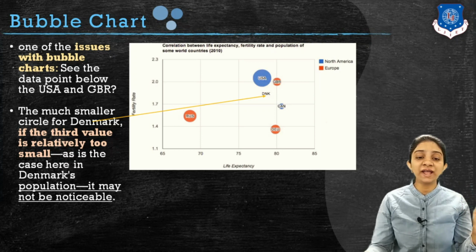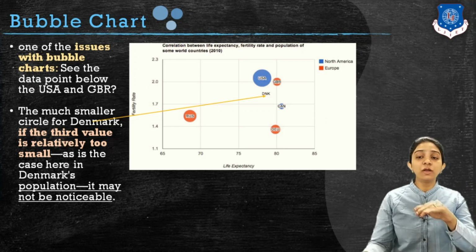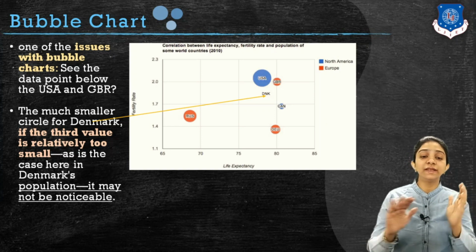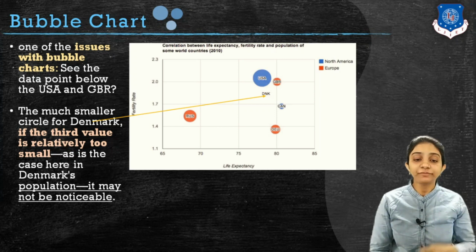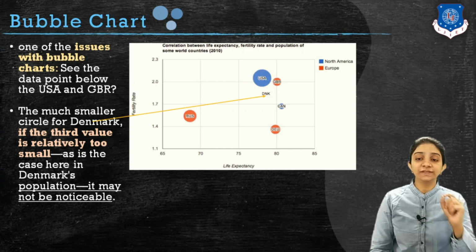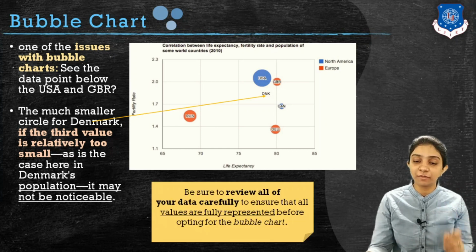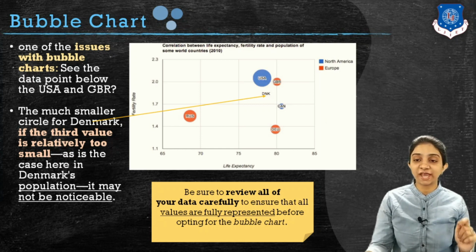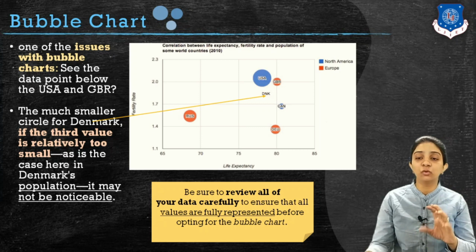So if the third value is relatively small compared to the third values of all the related data points, then it might happen that a particular bubble gets unnoticed. Here Denmark's population is very small compared to the other American and European countries. This is a drawback of the bubble chart. So before selecting a bubble chart, we must first check that all data values are clearly visible on the chart.